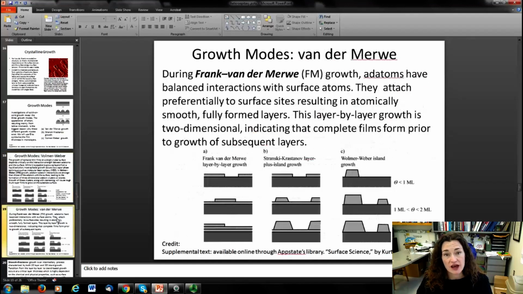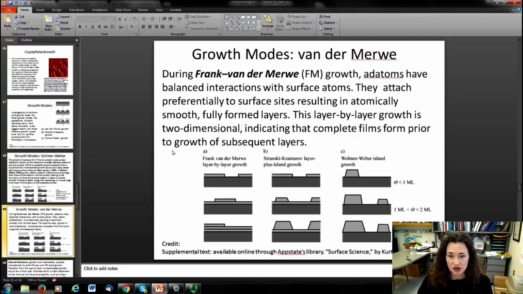Now, as opposed to that, in Frank-van der Merwe growth, atoms have balanced interaction with surface atoms. They attach preferentially to surface sites, and that results in atomically smooth, fully formed layers. And this layer-by-layer growth is 2-dimensional, indicating that complete films form prior to the growth of any subsequent layers.